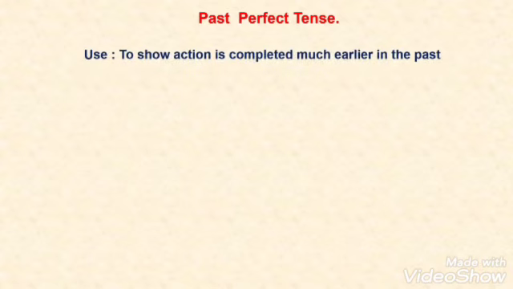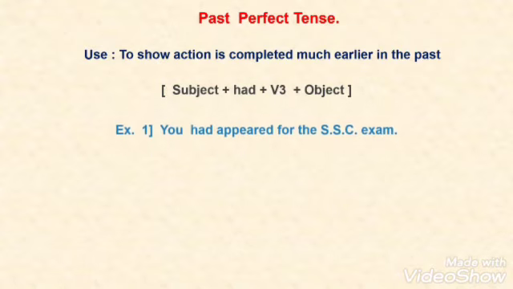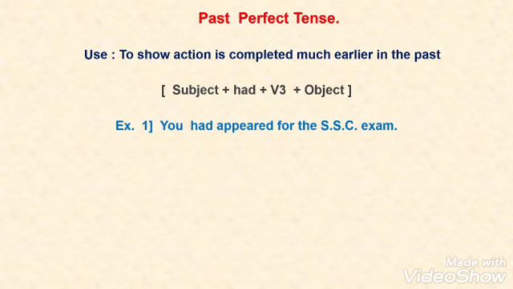The next is past perfect tense. And when to use it? Just see, to show an action completed much earlier in the past. Here much earlier means much time has passed. And the formula is subject, had, V3 and object. Look at the first example. You had appeared for the SSC exam. Look at the sentence, you, subject, had and appeared V3. So we have gone through this formula.